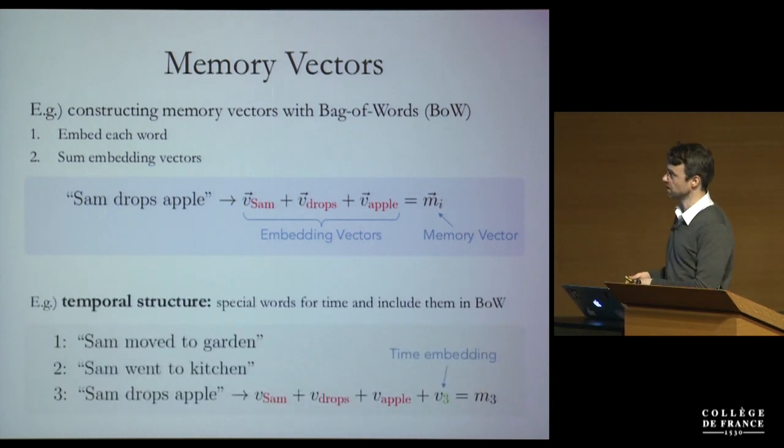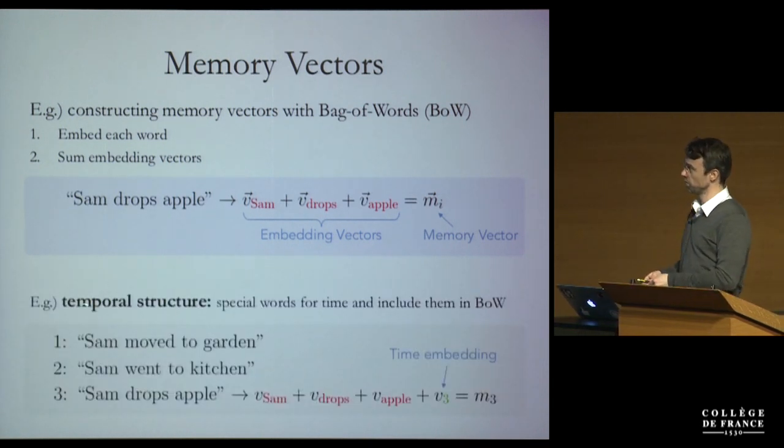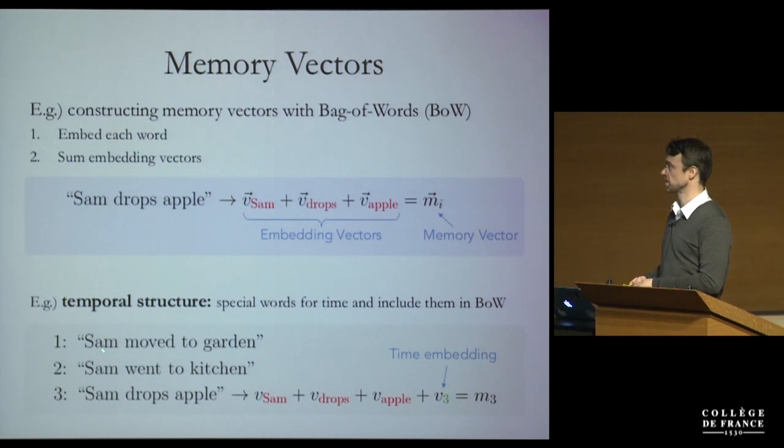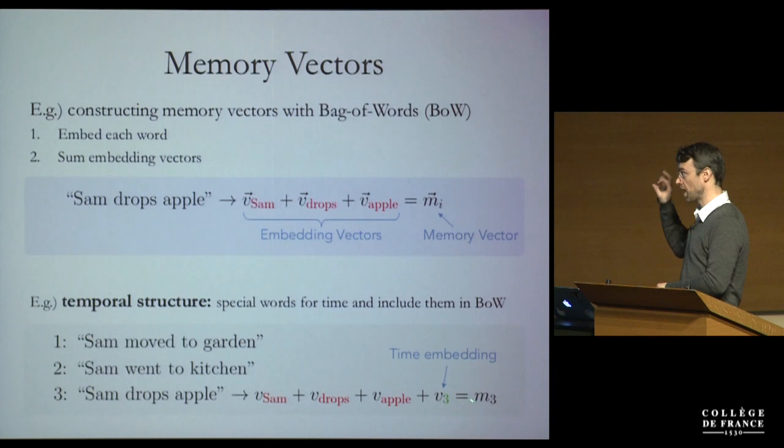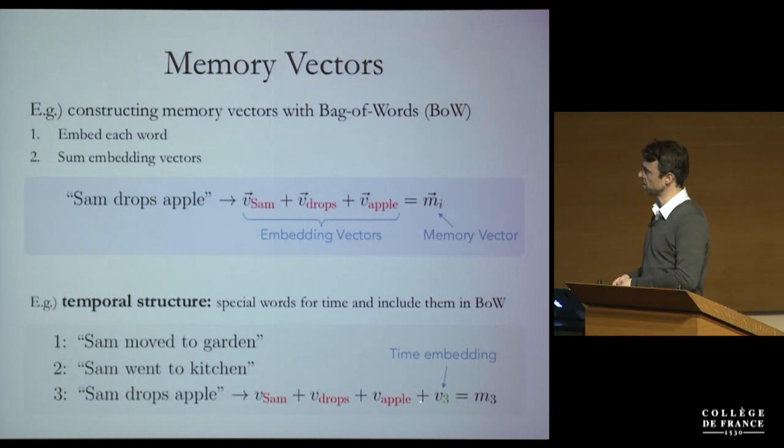Now, if you do want to encode some kind of temporal information, so if there was some ordering to the sentences, so for example, in this particular example, it does matter the order in which Sam visited different locations, then you can add that information by essentially having an extra word, as it were, for different times. So this is an embedding of the word for time 3, if you like. And that will also be trained. And we would just add that in the bag of words representation to make the third memory vector.